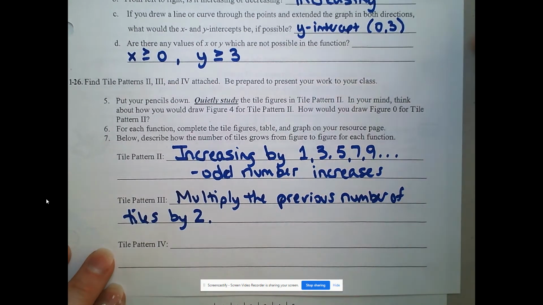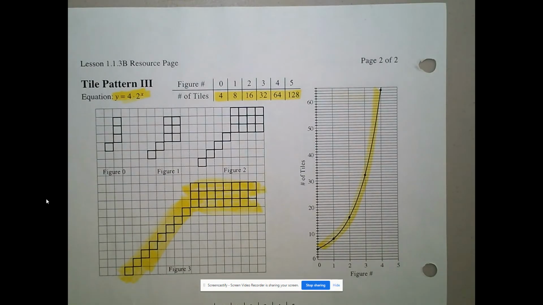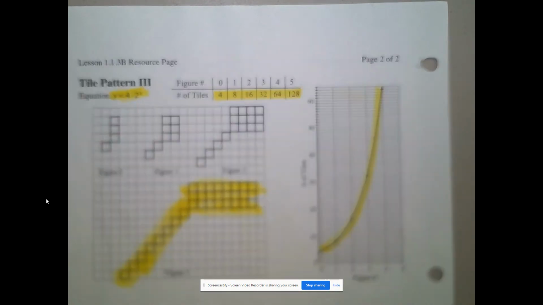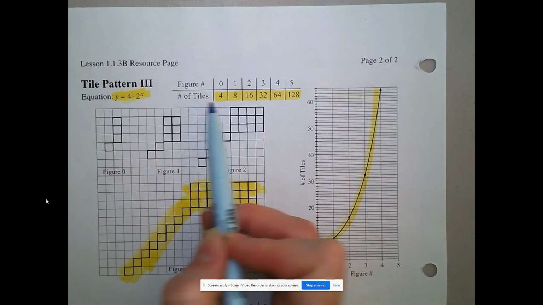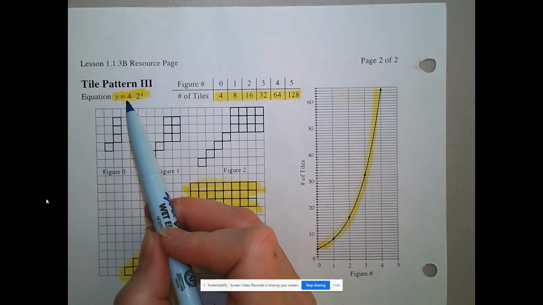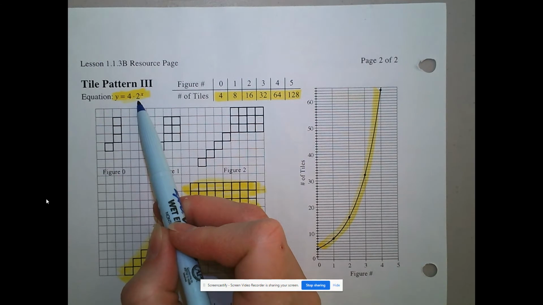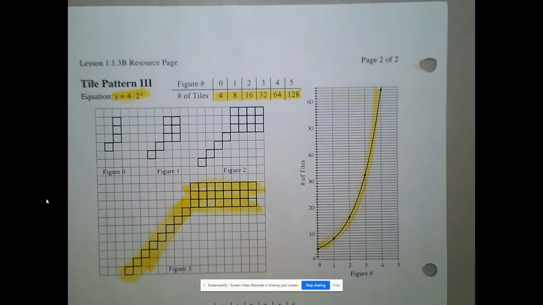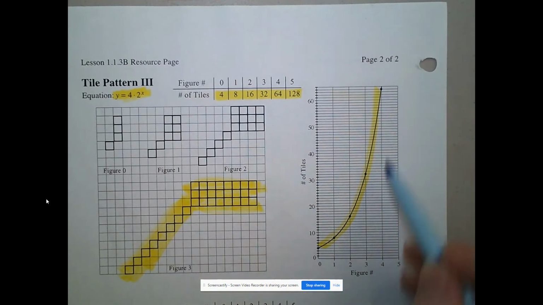That's another way to name the pattern, a little more efficient anyway. And because we started with 4, the pattern actually starts with 4. And then because we're doubling, it's 2 to the x power. That's what happens when you double, and you get this curve. It's exponential because you're doubling. You get an exponential curve.